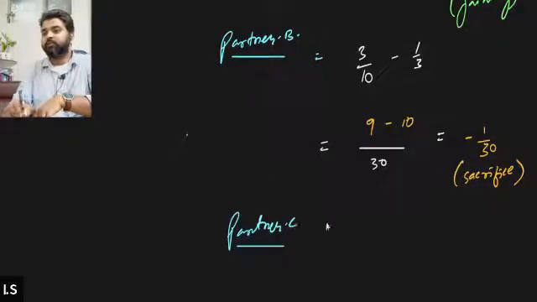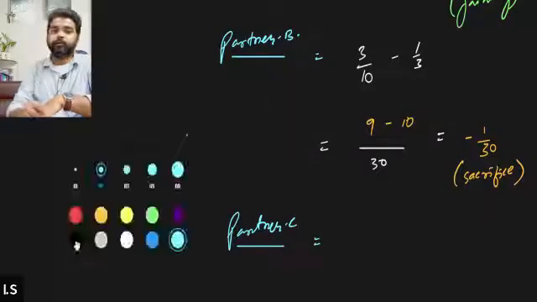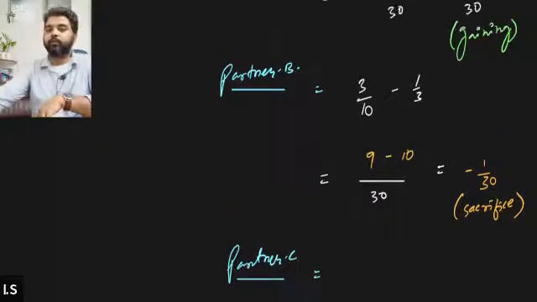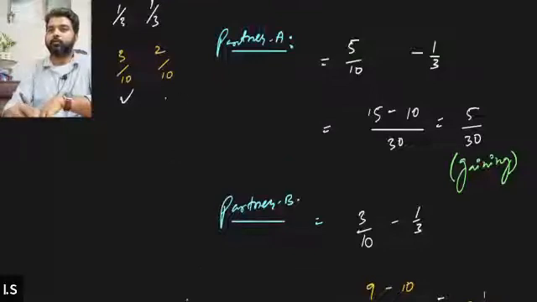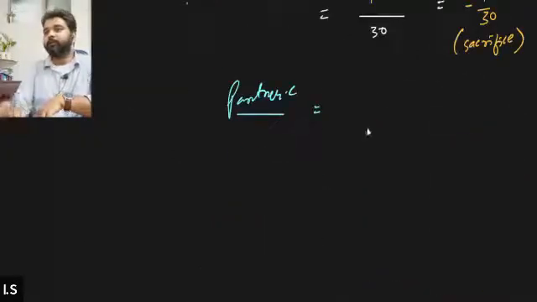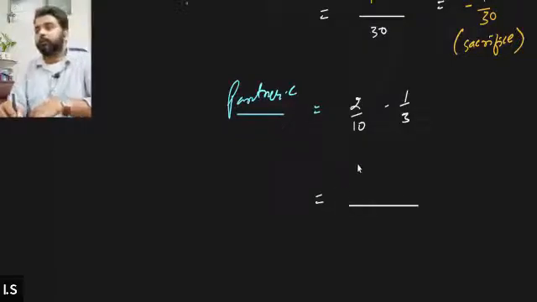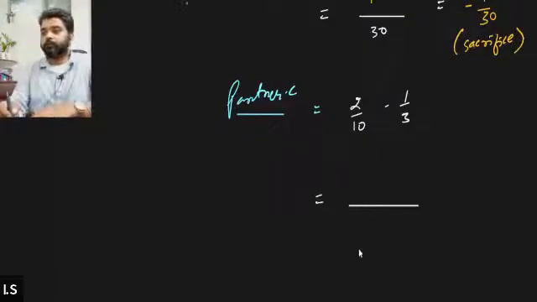So partner C, we will do the same thing. The new share was, let's check, 2 by 10, and the old was 1 by 3. So 2 by 10 minus 1 by 3. 2 upon 10 minus 1 upon 3. So calculate the reduce 1 by 3 out of 2 by 10.